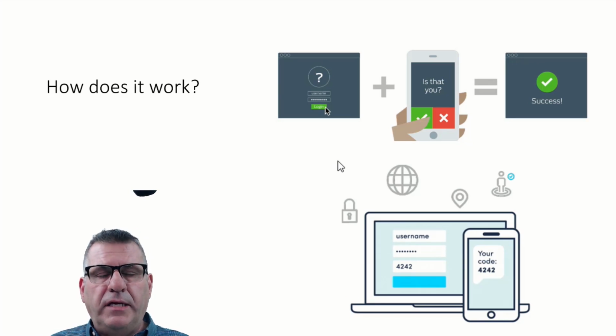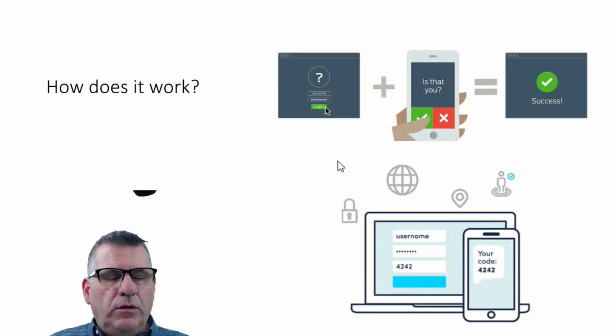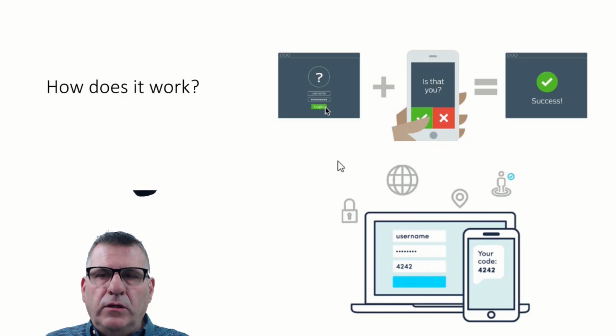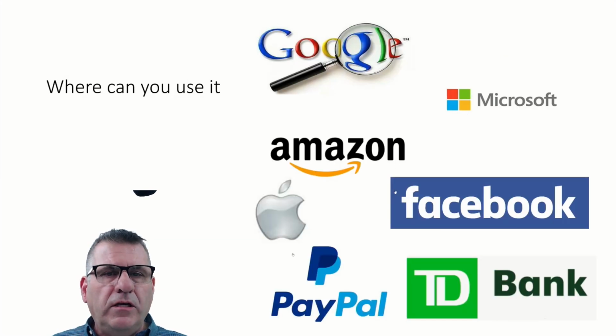In other applications, it's your username and password, and your phone will get a code. Maybe you're not using an app. Maybe you're using the SMS or the texting feature on your phone. You'll get a code, and you'll type that code in, and that'll let you in. Still super simple.